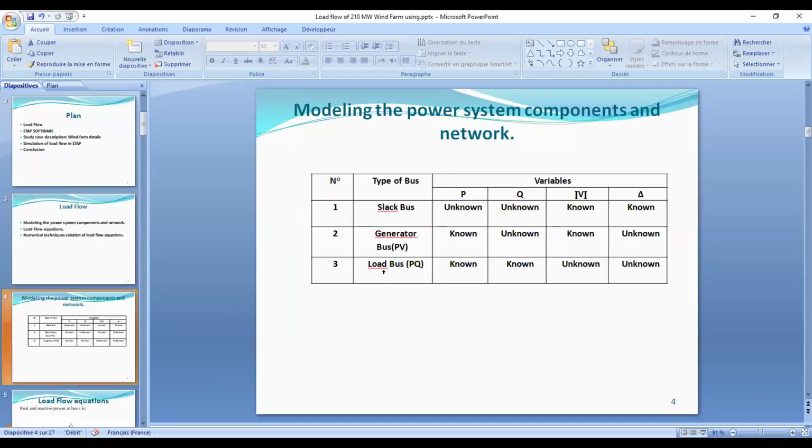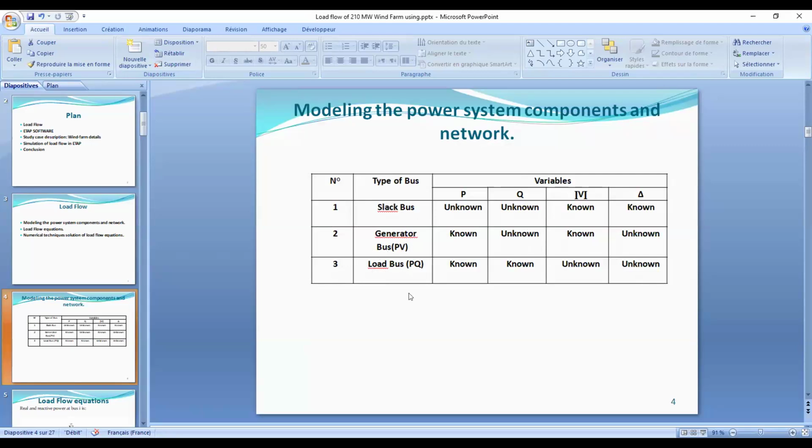Modeling the power system components and network. A bus in an electric power system is the vertical line to which the different electric components of the power system, such as power supplies, loads, and generators, are connected. Buses in the electric power system are related to four quantities. These quantities are reactive power, active power, voltage phase angle, and voltage magnitude. In load flow studies, two variables are to be determined, and two variables are known. Depending on the quantity to be specified, buses are classified into three categories: slack bus, generator bus, and load bus.